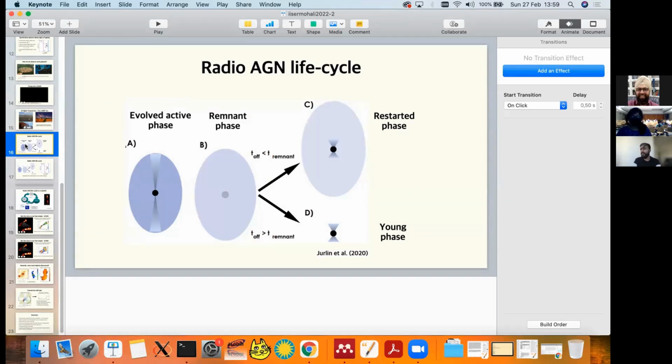Is it suddenly fed with a reservoir of gas in the center, or is there some kind of interaction with another galaxy that's changing it? So far, samples I've tried to study, looking at optical properties of restarted galaxies, remnant galaxies and regular active galaxies, don't find significant differences between the host galaxy properties. They all come from the same parent population. So right now, there is no conclusive result to say exactly why we see restarted phases. Okay. Yeah. Great.